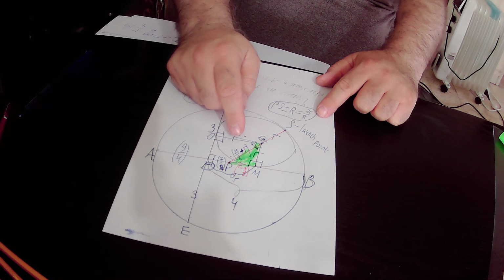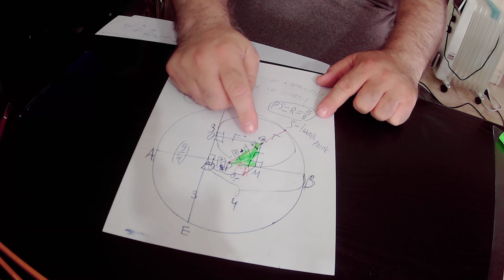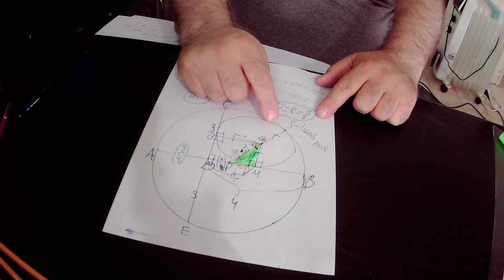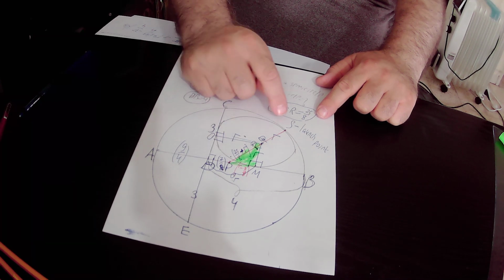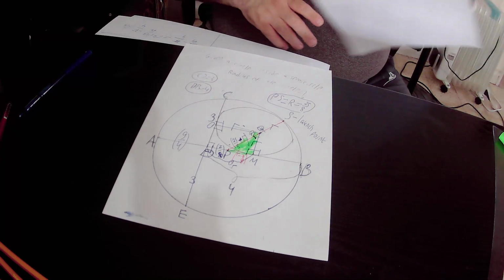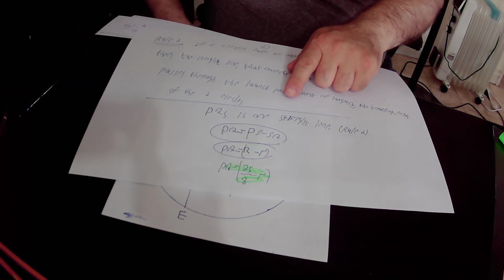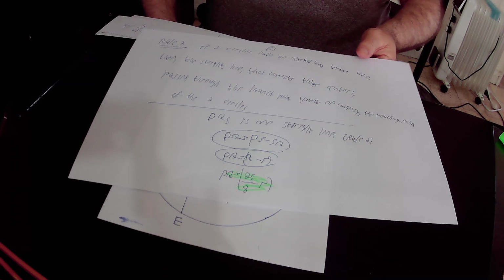That is to say, according to rule number 2, P, Q, and S, those 3 points are all located on the same straight line. Or that is to say, PQS is one straight line. Okay? PQS is one straight line according to rule number 2.